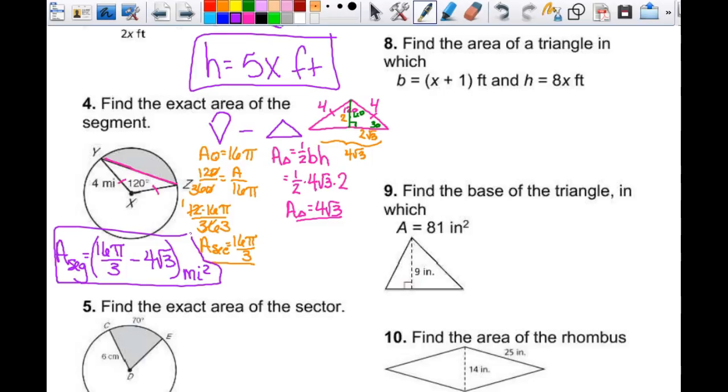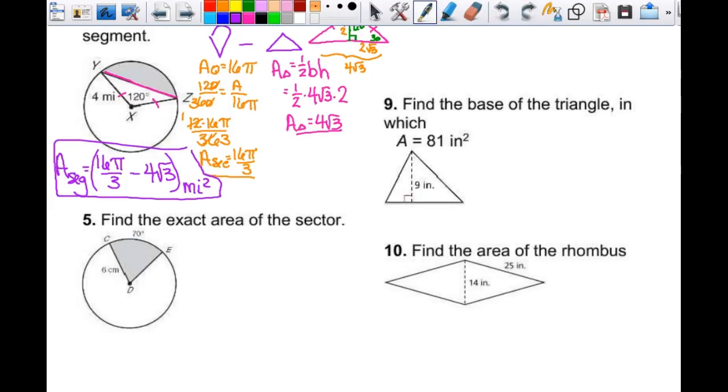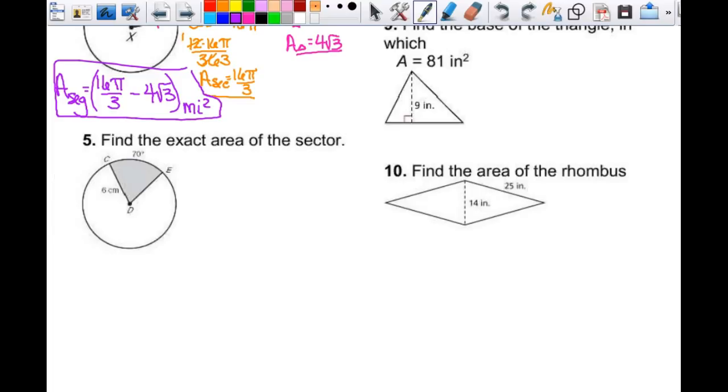So then I'm finding the exact area of the sector. Area of a sector is the measure of the arc over 360, and that's equal to the area of the sector over pi r squared. So the radius is 6. That is a 6 and not a 5, right? It's hard to tell. I'm going with 6. All right, so we'll say that's a 6. I'm pretty sure that's what that is.